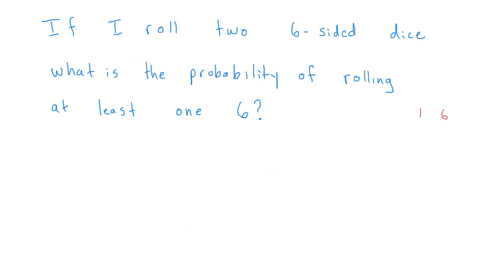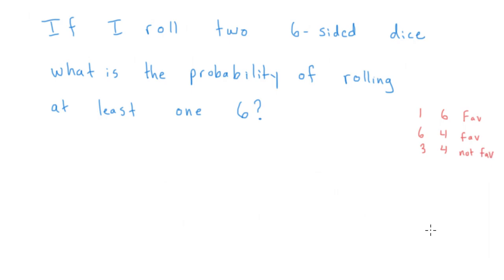Okay, now let me roll again. I rolled a 6 and a 4. That outcome is also favorable to rolling at least 1 6. All right, now here I roll a 3 and a 4. This is not favorable. So we have favorable, favorable, and then not favorable.